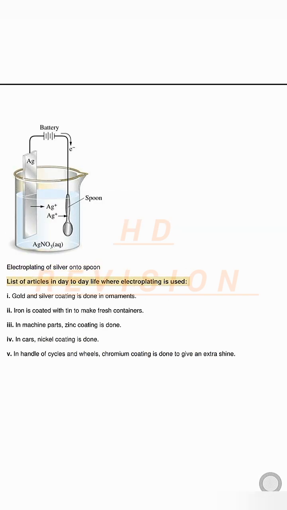List of articles in day-to-day life where electroplating is used. I. Gold and silver coating is done on ornaments. II. Iron is coated with tin to make food containers. III. In machine parts, zinc coating is done. IV. In cars, nickel coating is done. V. On handles of cycles and wheels, chromium coating is done to give an extra shine.